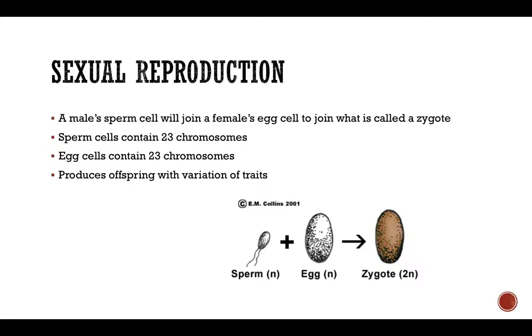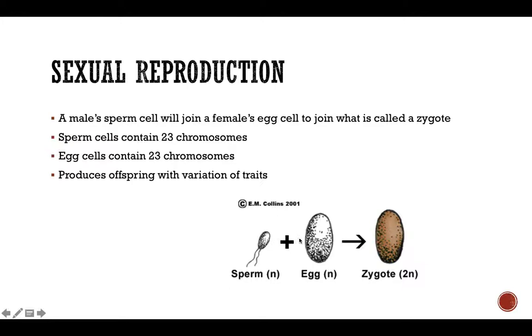So now let's talk about sexual reproduction. Sexual reproduction is when a male's sperm cell, so here's a picture of what a sperm cell would look like under a microscope, joins a female's egg. The egg is the female's reproductive cell, and the sperm is the male's reproductive cell. You see that little tail right there, that's called a flagellum. That little tail is going to propel this sperm cell to move and join up with an egg cell.